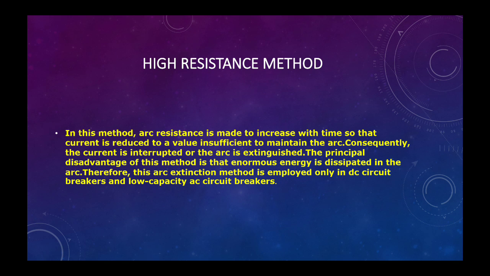The principal disadvantage of this method is that enormous energy is dissipated. If the resistance of the path is increased, then enormous energy is lost or dissipated in the arc. Therefore, this arc extinction method is employed only in DC systems or DC circuit breakers and low capacity AC circuit breakers. We can't use it in AC circuit breakers, because in the case of AC circuit breakers the voltage is very high. So if we employ the high resistance method, then the efficiency of the line is reduced.